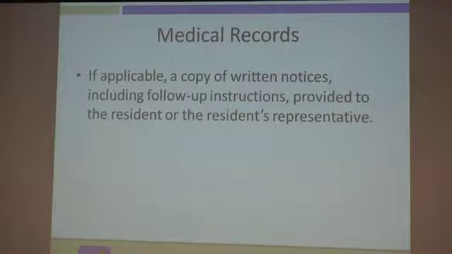And if applicable, any written notices, including follow-up instructions provided to the resident or the resident's representative. Some people wanted to know some examples of that. If you're discharging a resident, that information that you fill out regarding their medications and home health and all that good stuff would be provided and needs to be copied into the medical record. So what you actually provided to them would be their follow-up instructions, how to make appointments and all that. You need a copy of that.